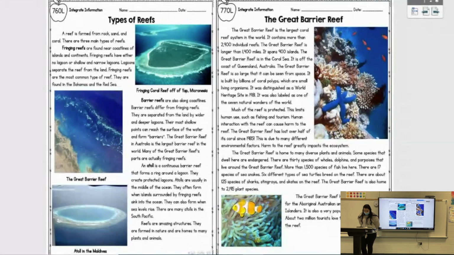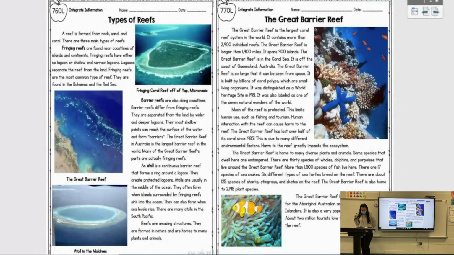It is built by billions of coral polyps, which are small living organisms. It was distinguished as a World Heritage Site in 1981. The Great Barrier Reef holds cultural importance for the Aboriginal, Australian, and Torres Strait Islanders. It is also a very important tourist destination. About 2 million tourists love to boat and scuba dive in the reef. It was also labeled as one of the 7 natural wonders of the world.